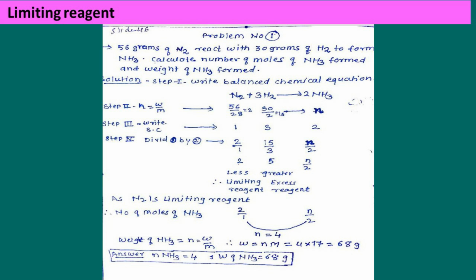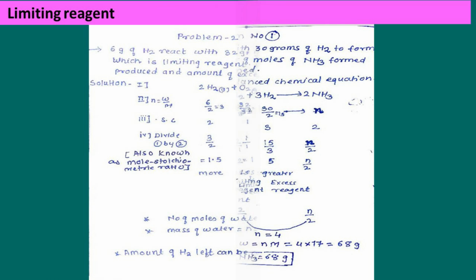What is the weight of ammonia? Weight of ammonia is equal to, by using the formula N is equal to W upon M, so W is equal to Nm. So number of moles of ammonia is 4. Weight of the ammonia is 17 times 4, which is equal to 68 gram. So answer here it is, number of moles of ammonia is 4 and weight of ammonia in grams is 68 grams.